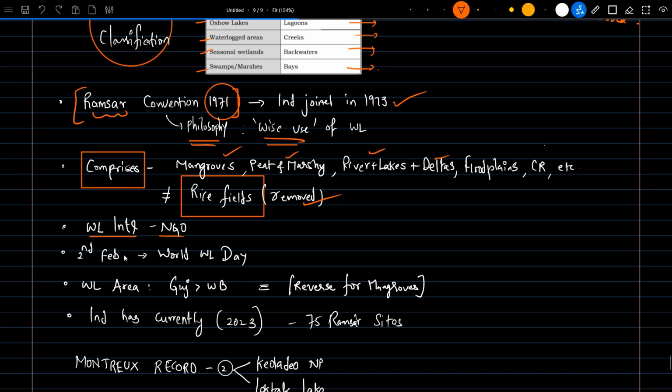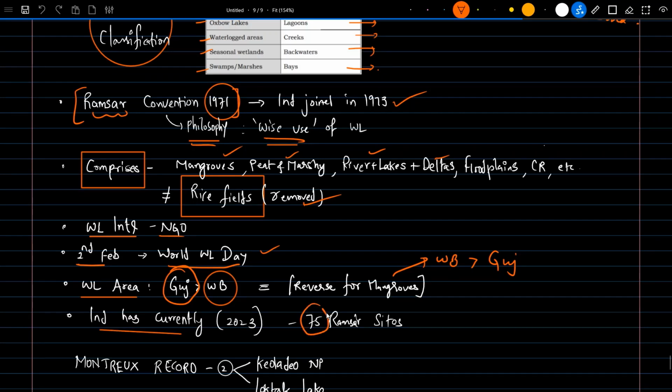Next, on 2nd February, World Wetlands Day is celebrated. Coming to the wetland area in India, the largest amount of wetland area is present in Gujarat, followed by West Bengal. Understand, whereas in mangroves, more area in India is present in West Bengal, followed by Gujarat. Here it is reverse. Currently India has almost 75 Ramsar sites declared. So there are 75 Ramsar wetlands.